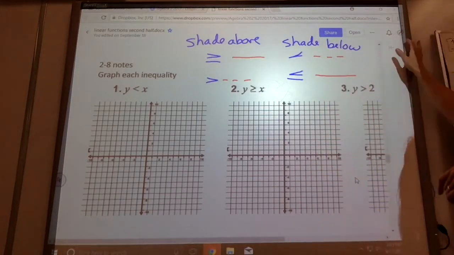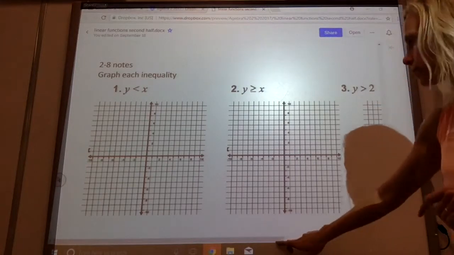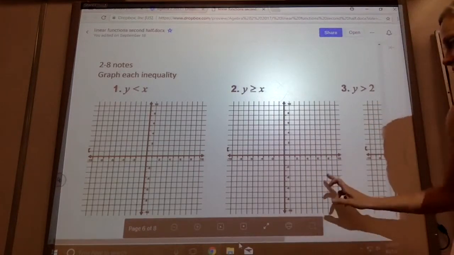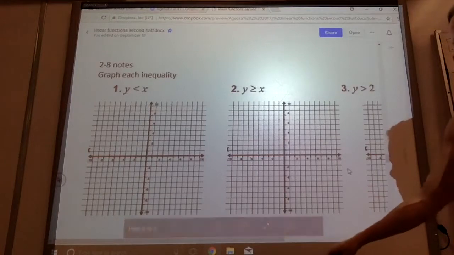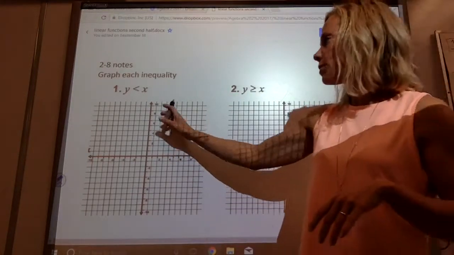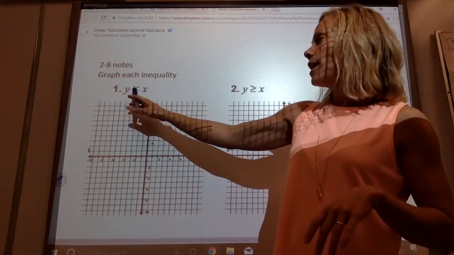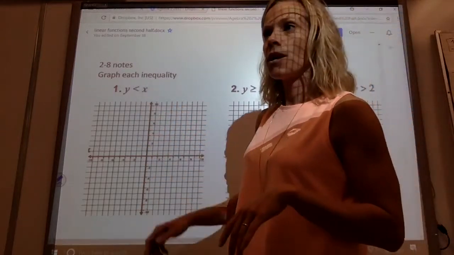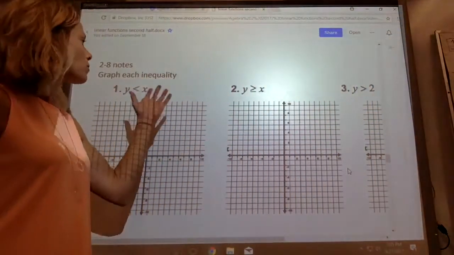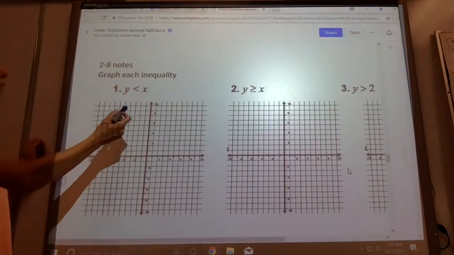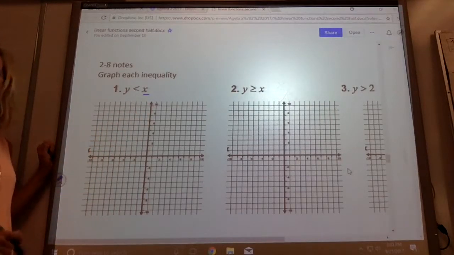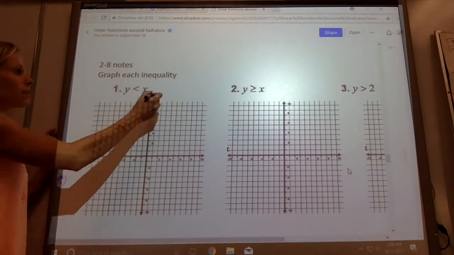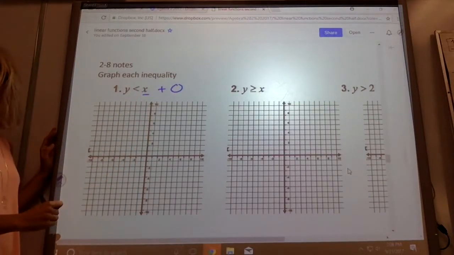Okay, let's do some examples. Here's a good one that I like to give students because they always get tricked up a little bit. I want to graph y is less than x. What I'm graphing basically is y equals x. How do I graph it? What's my y-intercept? The origin, because this is really x plus 0.